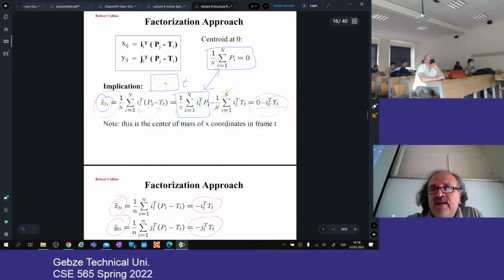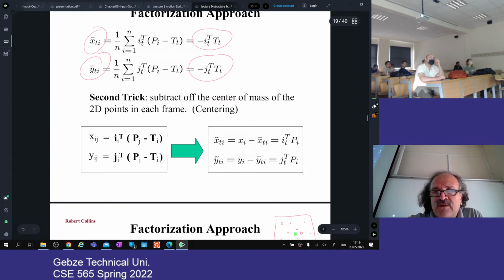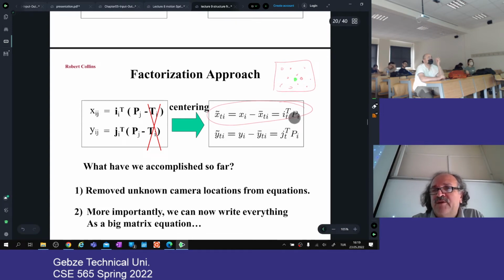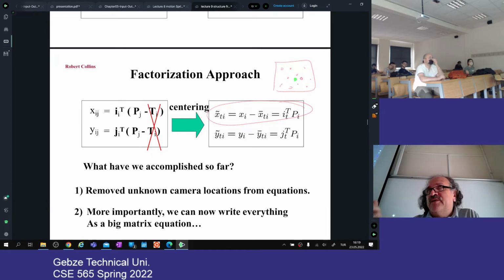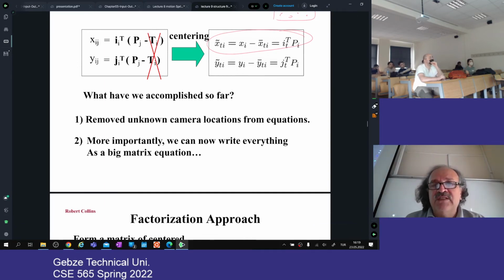Previously, I had this I^T t. So it is talking about the same frame. Now we are talking about I^T P_i. Okay, one is about the image frame, the other one is the point itself. Okay, so now we started talking about the points. Previously I was talking about the frames only. Now we are talking about the points too. Okay, so far we removed the unknown camera location from the equations. More importantly, we can now write everything as a big matrix notation.